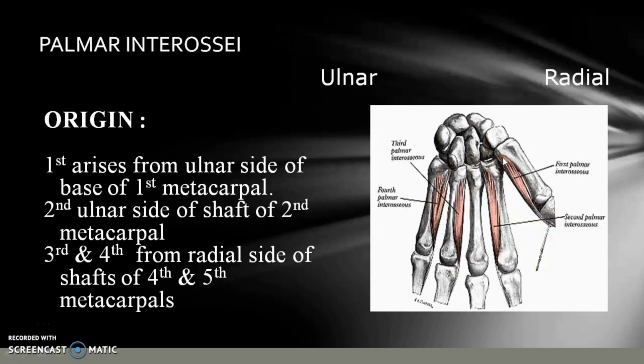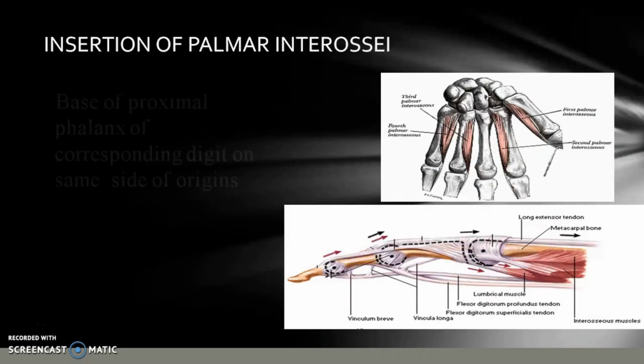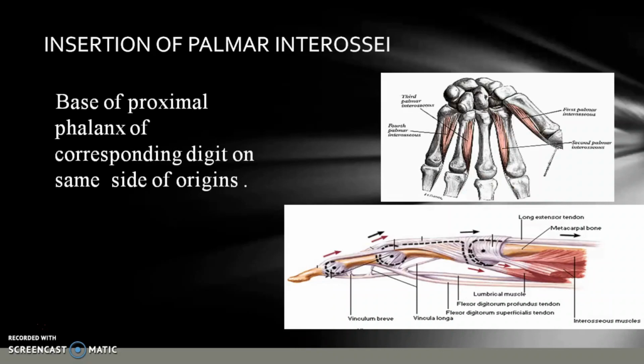the first metacarpal bone. And coming to the second palmar interossei, it is again from the ulnar side of the second metacarpal bone. And talking about third and fourth, both are from the radial side of the shaft of the fourth and fifth metacarpal bones. In the third metacarpal bone, we will not have any attachment of interossei muscle, especially palmar interossei. So all the palmar interossei are unipinnate in nature. And talking about the insertion of palmar interossei, it is inserted into the base of the proximal phalanx of the corresponding digit on the same side of the origin.